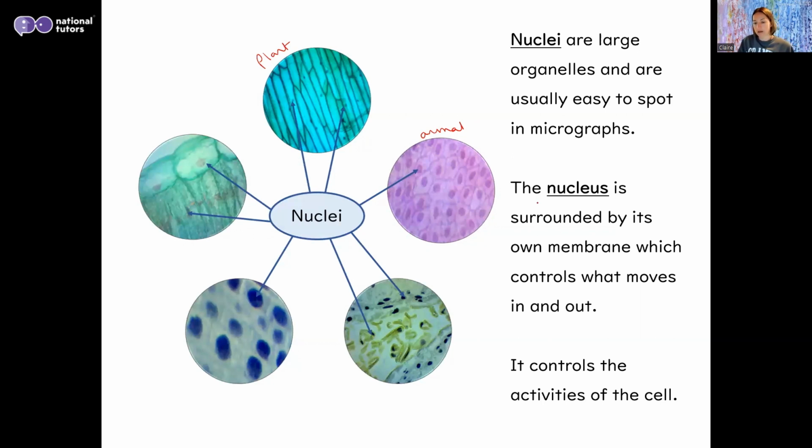Okay. So the nucleus is surrounded by its own membrane, which controls what moves in and out. Any membrane controls what goes in and out. It could be the cell membrane or the nucleus membrane. It's still got the same function. But the whole nucleus, this is what it does. It controls the activities of the cell. It also contains the DNA that tells the cell what to do.